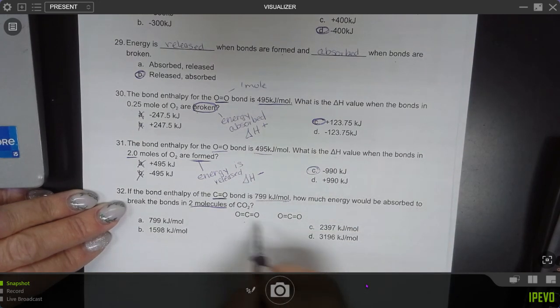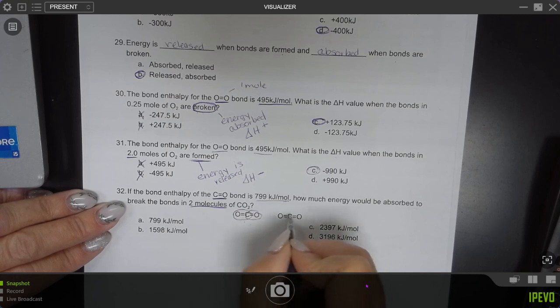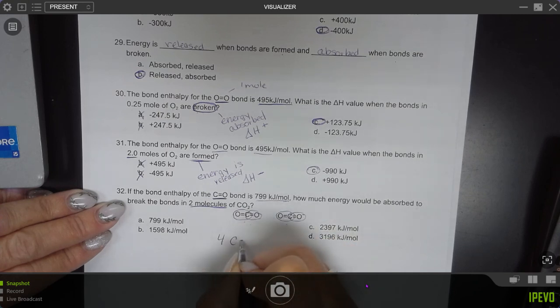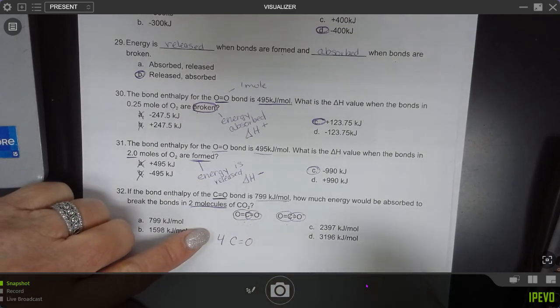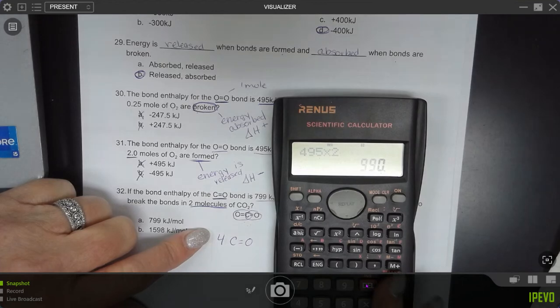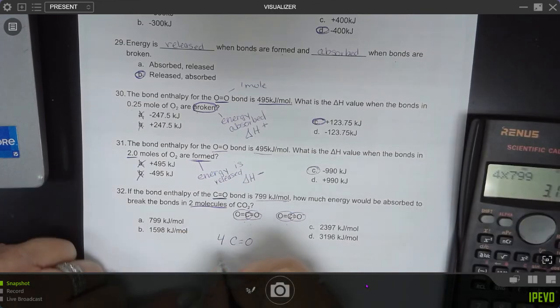So it's saying here we have 2 carbon dioxide, two CO2s. Within this, we have 1, 2, 3, 4. So we have 4 carbon-oxygen double bonds. If each of those is 799 kilojoules, we're going to do 4 times 799, which is 3,196.